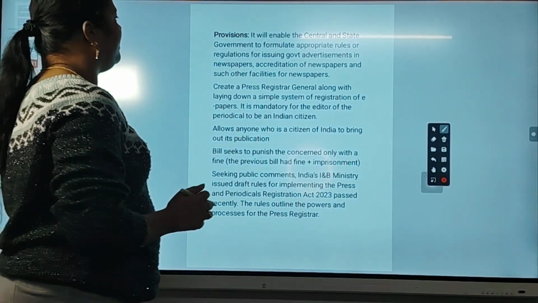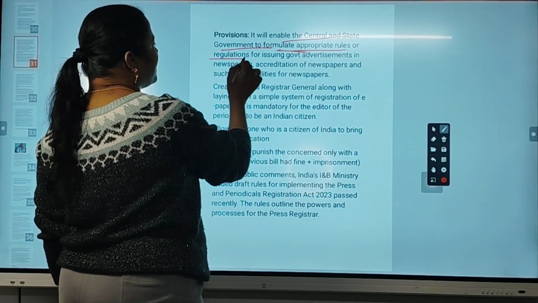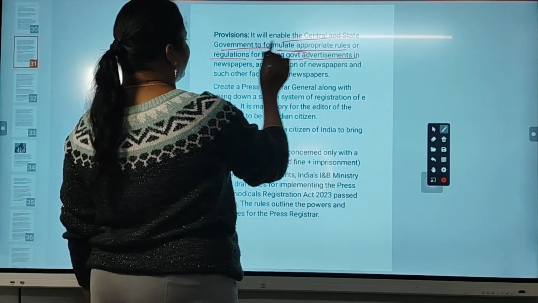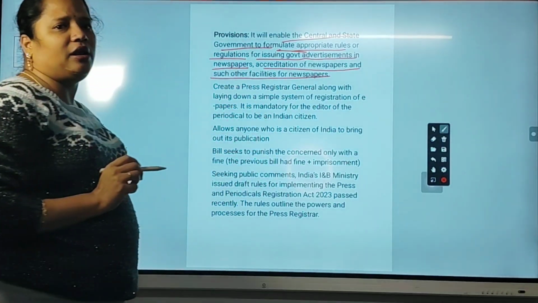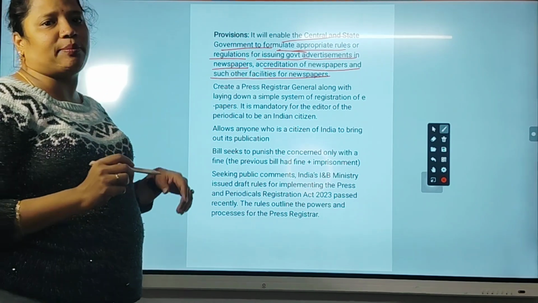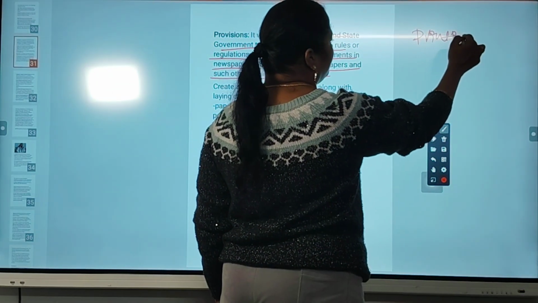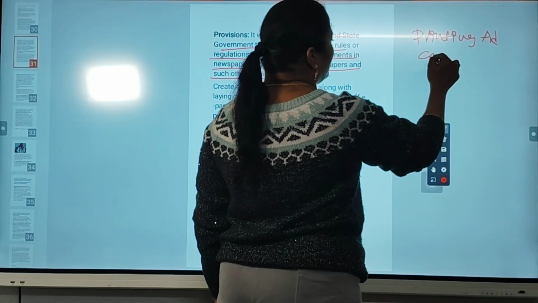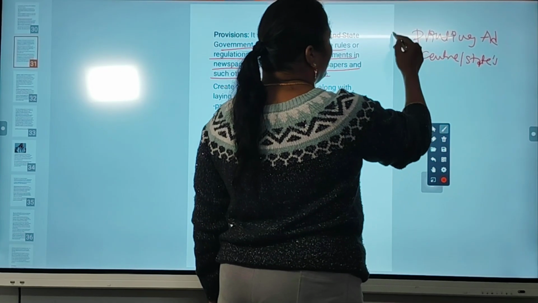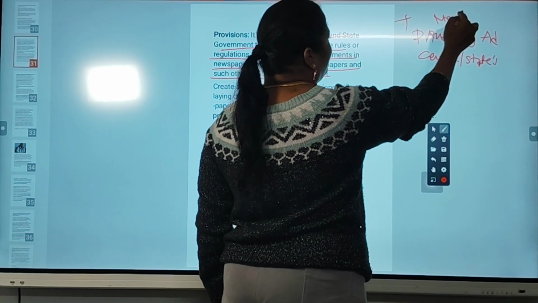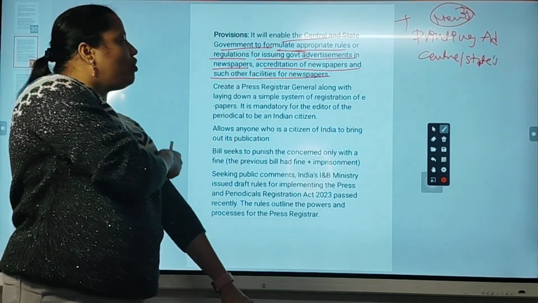So what is there in this? It will enable the central and state governments to formulate appropriate rules or regulations for issuing government advertisements in newspapers, accreditation of newspapers and such other facilities for newspapers. It means that if the government is printing an ad in a newspaper, then the center or state can give regulations regarding the ad so that the newspaper can't mislead the people in the wrong way. The regulations will be given by the government only.